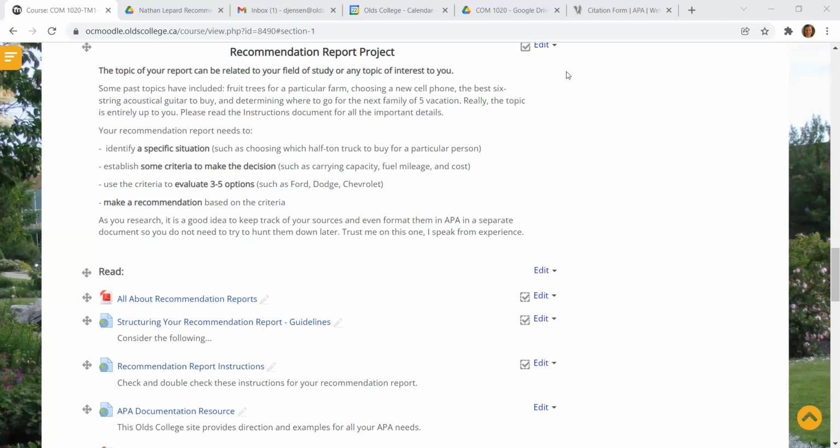The example given within the page that we're looking at right now was something somebody had done for me before. They were looking at buying a half-ton truck. So they wanted to know things about carrying capacity, fuel mileage, and cost. Those were their big three criteria. And then they used those criteria to compare the Dodge half-ton with a Ford half-ton and a Chevy half-ton. Based on their research, they came up with a recommendation for themselves.